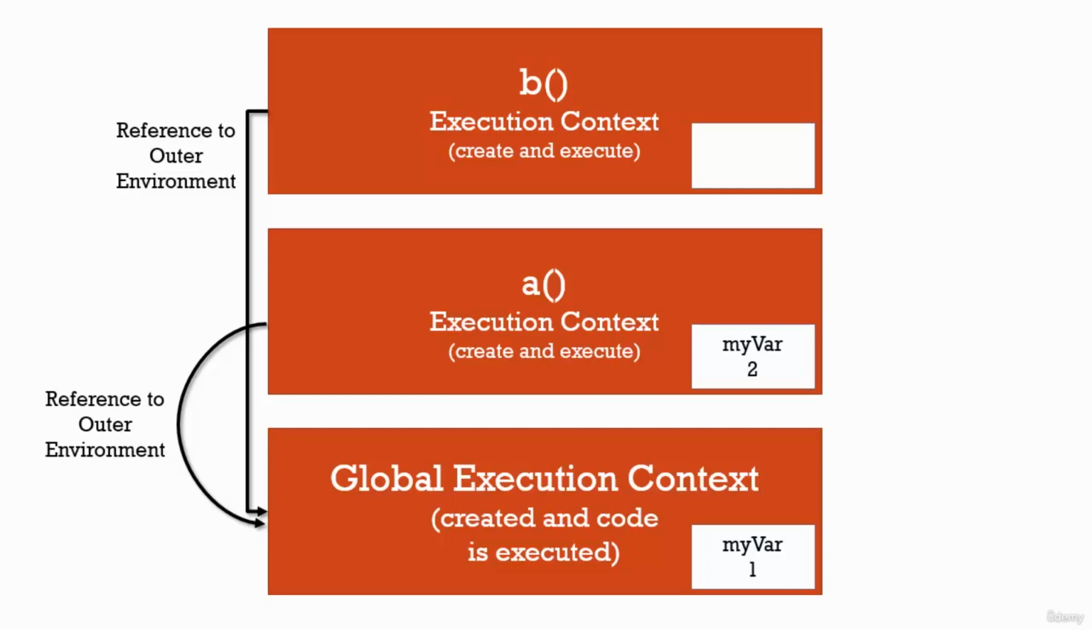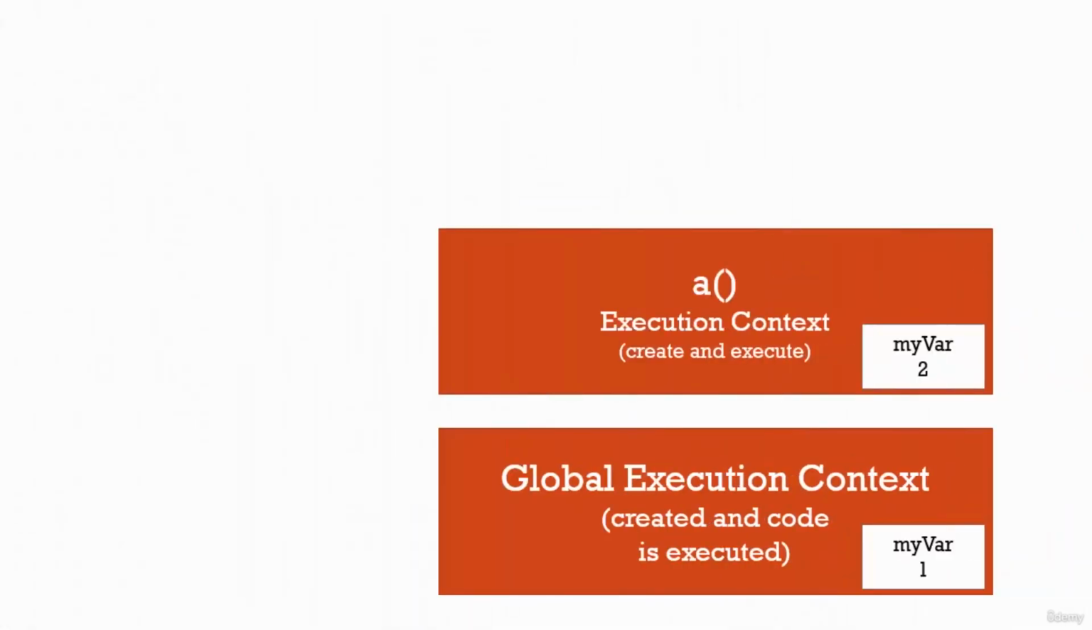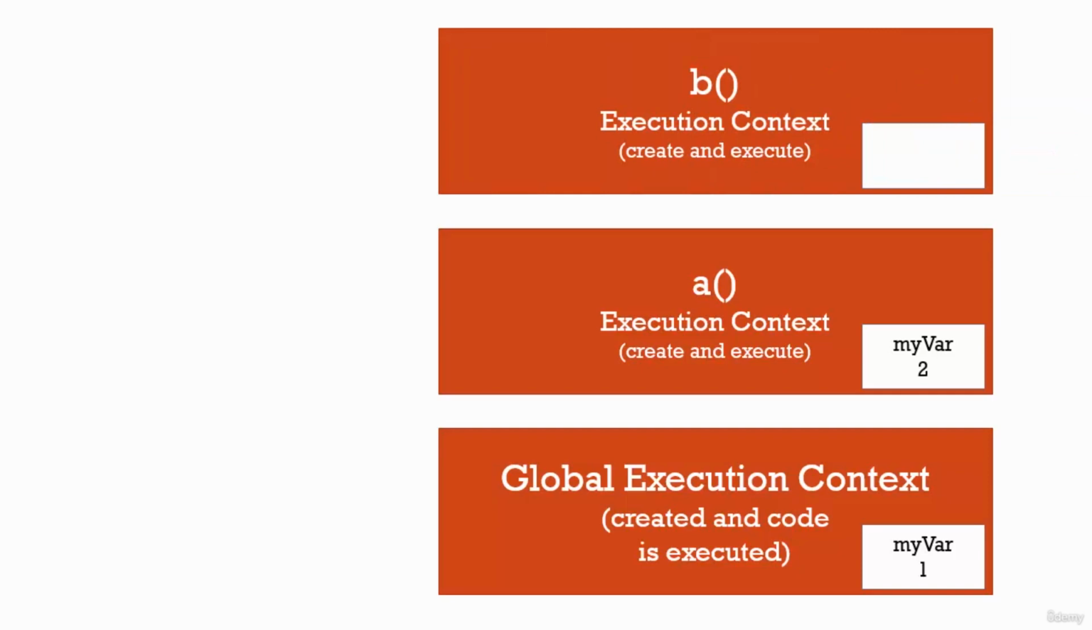And so is A's. In JavaScript, when I asked for my var inside that B execution context, it couldn't find it. And so it went down and found it in the global execution context. So again, these execution contexts are created, and it doesn't matter where the code is physically written, where these functions are physically written, in regards to when these execution contexts are created. That has to do with when you invoke them.